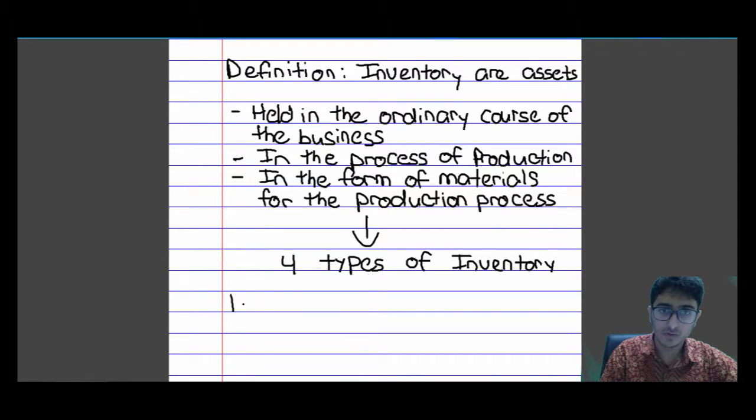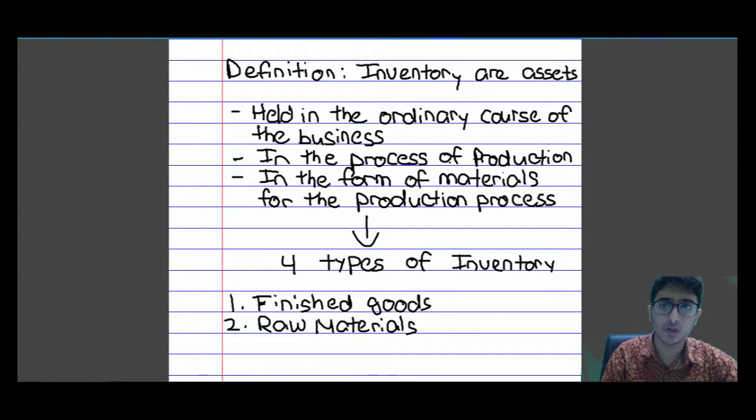First one is what we call finished goods, meaning it's 100% complete, and now we are going to sell it off to our customers. Second one is what we call raw materials. This means that these are still materials which are going to be used in the production process.